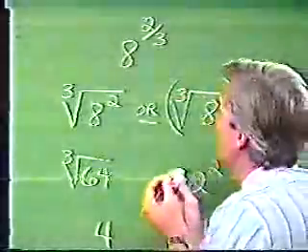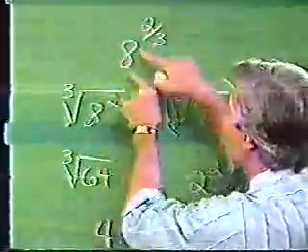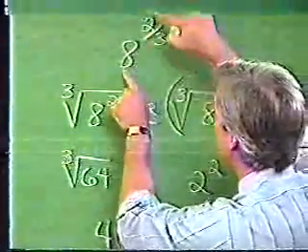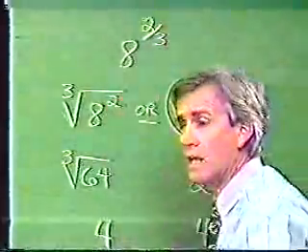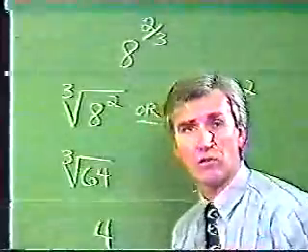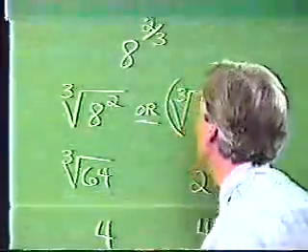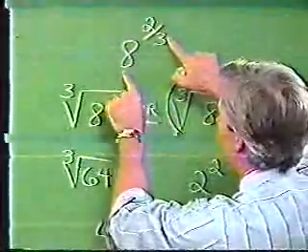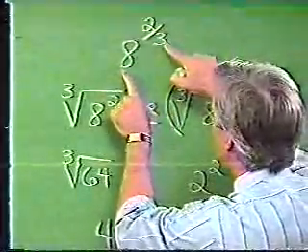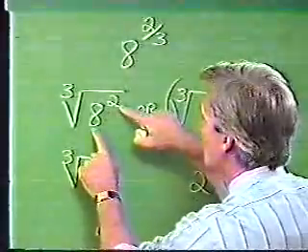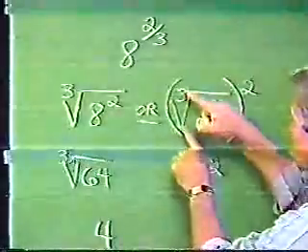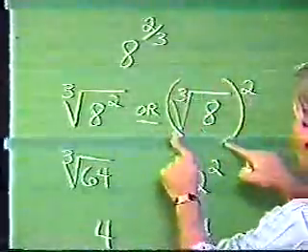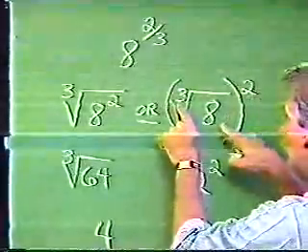So the implication here is that we have two operations to perform on this base. We have squaring and we have cube rooting. And it turns out that we can do either of those operations first. That is, we could think of the problem like this. We could say, okay, let's do the cube root of 8 squared. Here we have the cube root of 8, that quantity, squared. We're going to take the cube root first here.